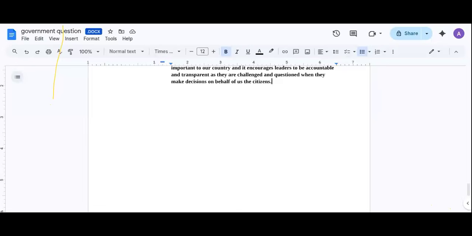Right. So that is it for the government questions. It is not hard. It is things that you know. So it's just about application. After government, which topic comes after government?